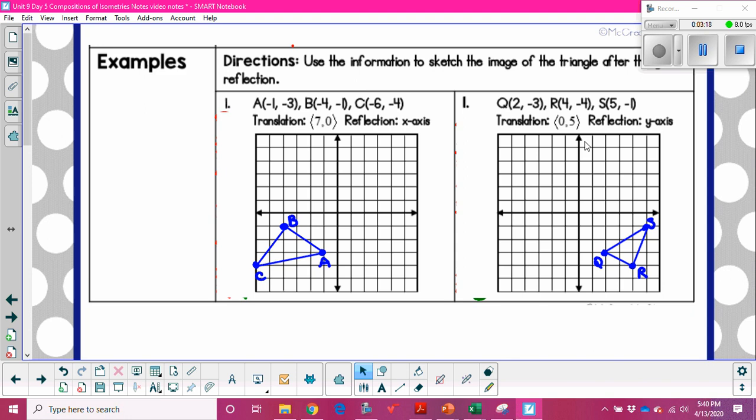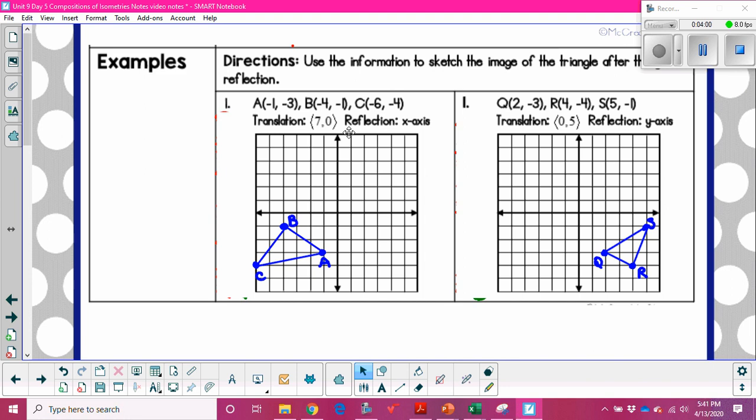The next thing we're going to do is translate it, and then we're going to reflect it. We're going to translate it using this vector right here. Remember, this vector is in component form. We're going to move it 7 units to the right, and we're not going to move it up or down. I know we're going 7 units to the right because it's positive, so we have to go to the right. This is the horizontal component, and the vertical component is 0, so we're not going to move it up or down. We're just going to move it to the right.